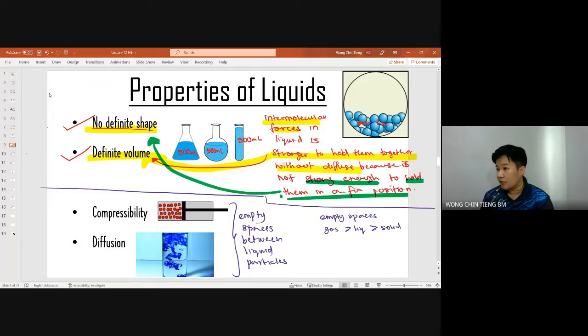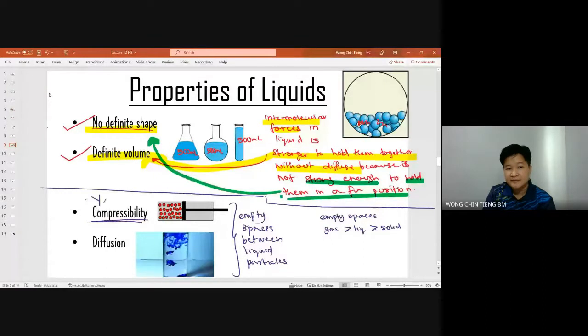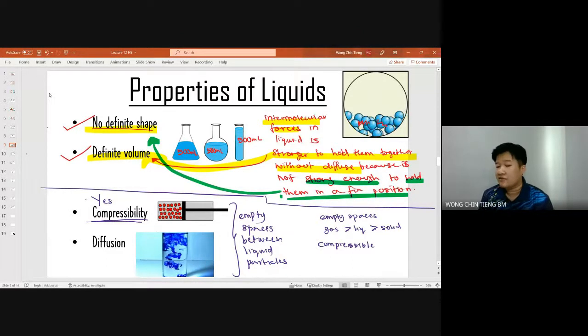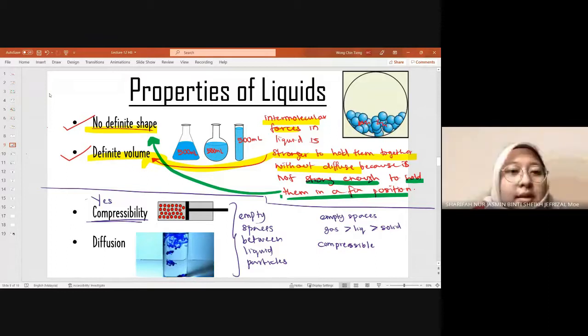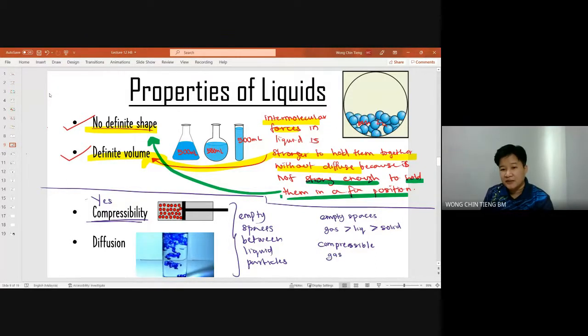Betul? Okay. So, bila kita cerita compressibility, can liquid being compressed? Yes. Tapi soalan saya, is liquid easier to compress compared to gas? Sharifah, kalau liquid dengan gas, siapa lagi senang untuk compress? Gas. Gas compressibility will definitely be higher than liquid. Betul? Tapi adakah liquid tak boleh compress? Boleh. Kita boleh tekan. Sebab still akan ada empty spaces. Boleh tekan. Tapi susah nak tekan.